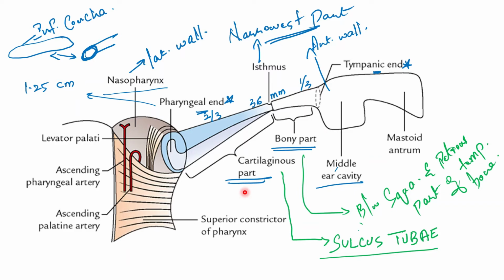Next is about the structure of the auditory tube. As the name itself says, the bony part and the cartilaginous part, the lateral 1/3 is completely osseous in nature.